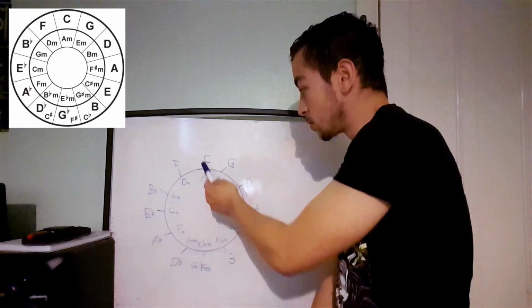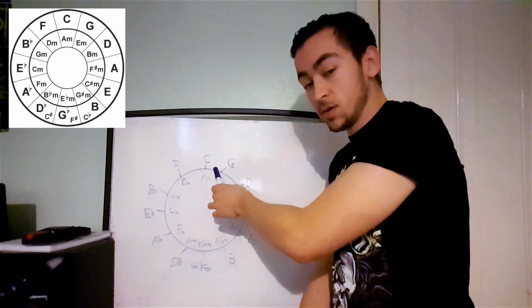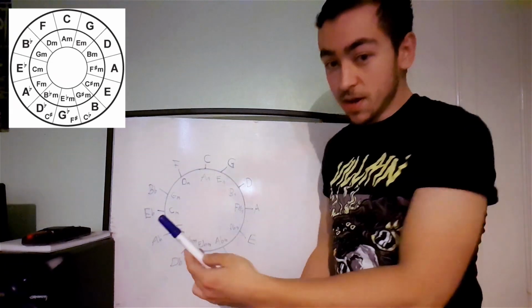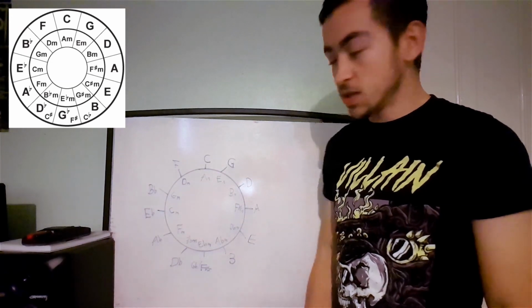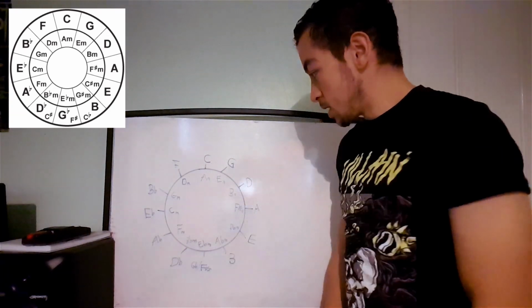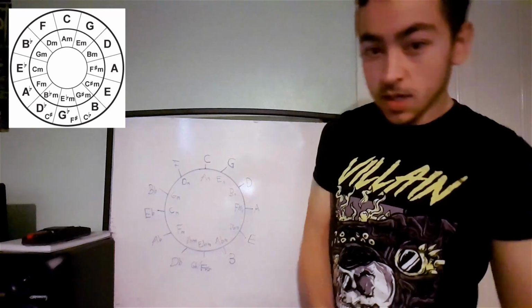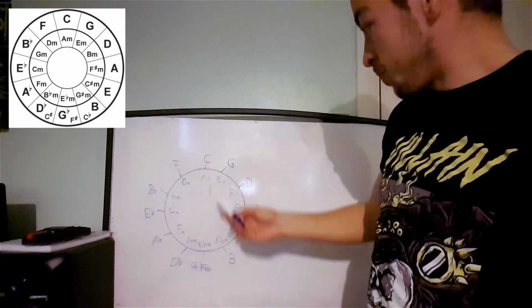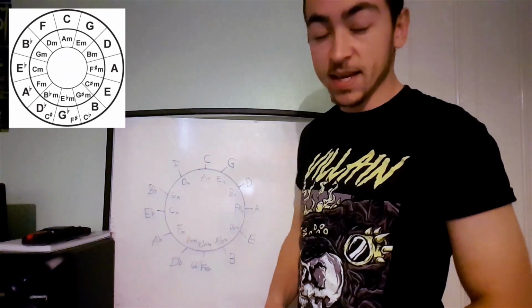So, for example, C major, your minor version of the key would be A minor, and that would be the kind of sad version. It's all the same notes within that key, but if you base it around A minor, it'll be a bit more sad. So you got your happy and your sad keys.